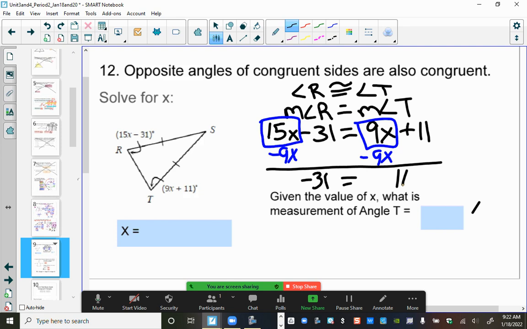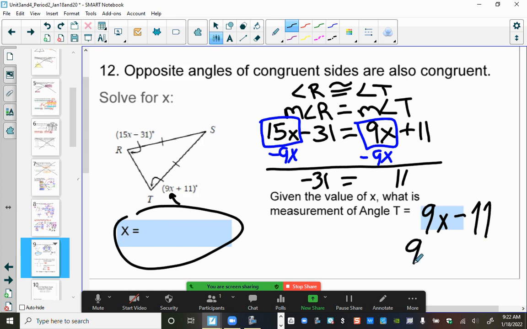Try the rest on your own. So I gave you your first step. Do the rest on your own. Once you get your value of x, then you're going to plug this value of x into that expression. Oh, that's a plus 11. And then once you get your x, plug it in, solve.